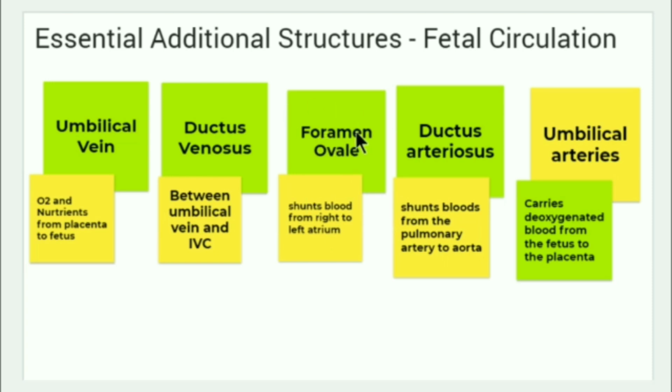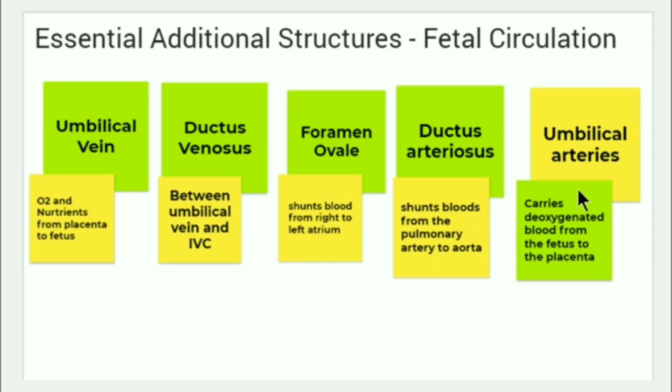So the next important structure is the ductus arteriosus. Ductus arteriosus is a connection between the pulmonary artery and the aorta. It sends blood from the pulmonary artery to the aorta. Important thing: pulmonary artery to aorta.